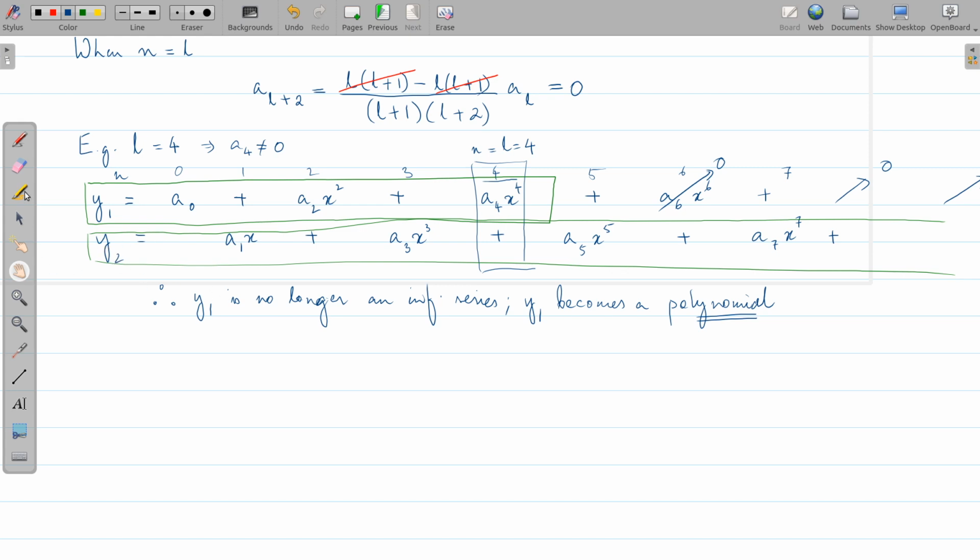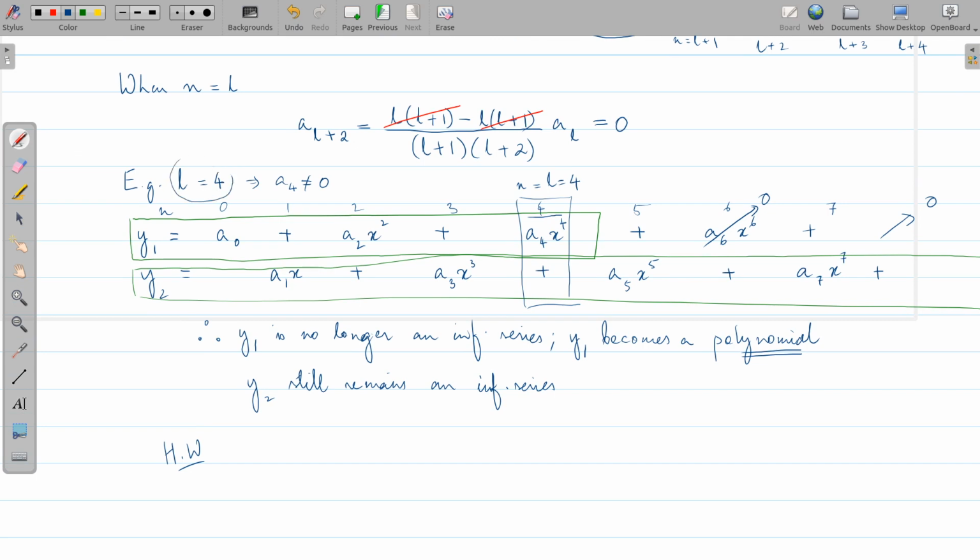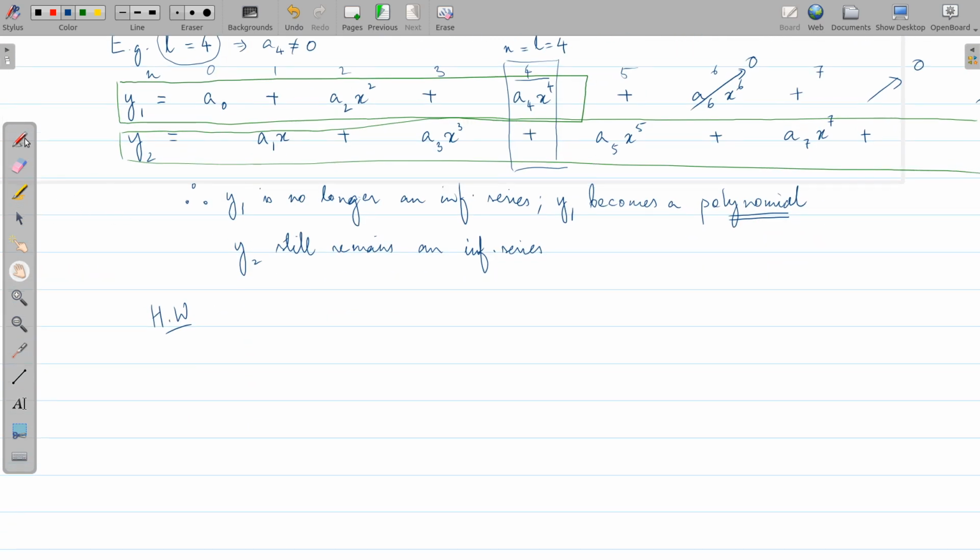But what about y2? Y2 still remains an infinite series. It does not become a polynomial. You can try it out for yourself. I'll leave it as homework for you. Here, what is the value of L? L is equal to 4. That means L is even here, right? I'll leave it to you as homework. You just have to verify.